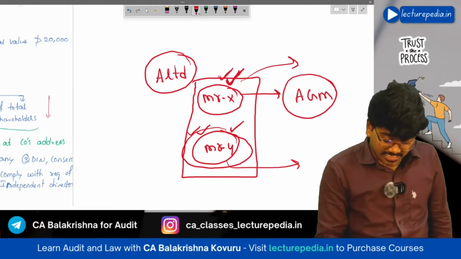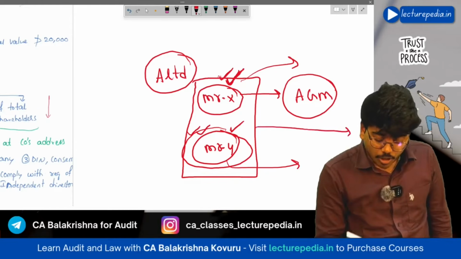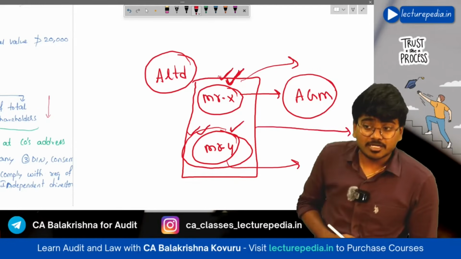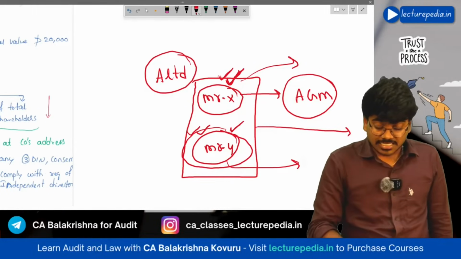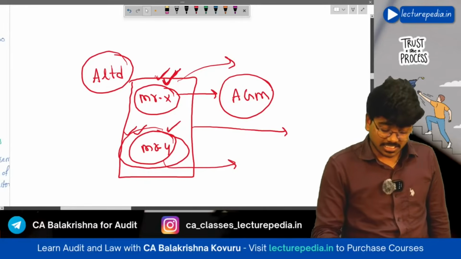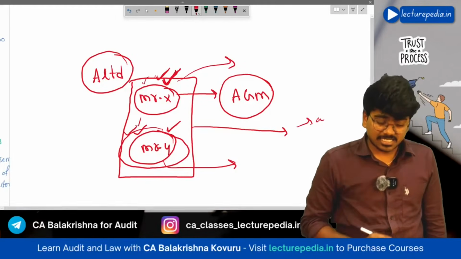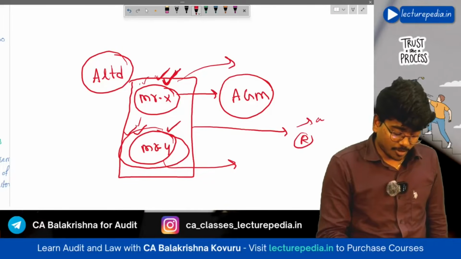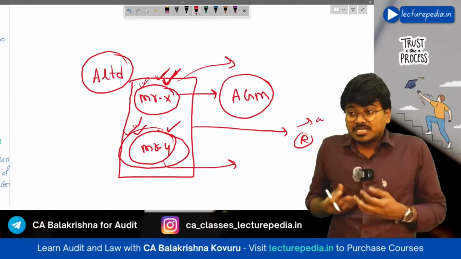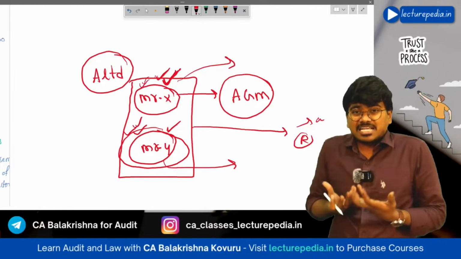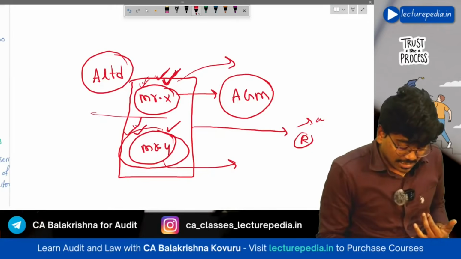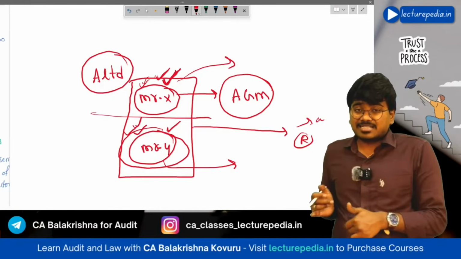If a single resolution is put forward before the shareholders to appoint Mr. X and Mr. Y, then the option available to shareholders is either to accept the appointment of both the directors or to reject the appointment of both the directors. Here shareholders do not have the option to select one director and reject another director.